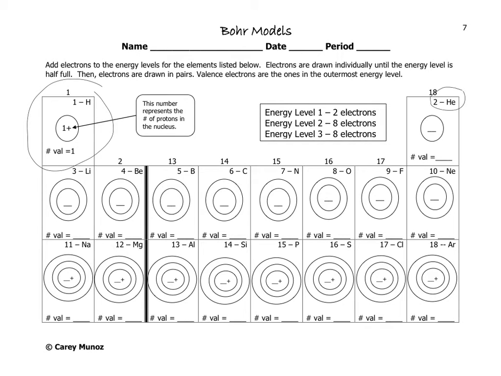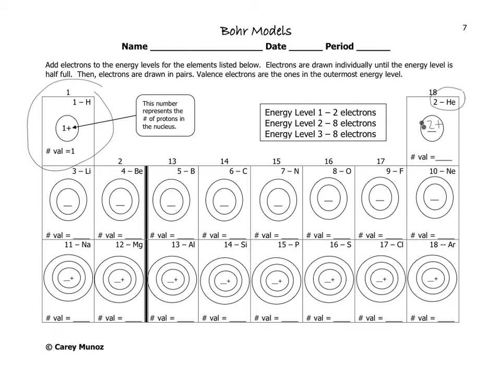So we've got helium here, and to help you out, it tells you how many protons there are. So we do a 2+, and we're going to do our 2 electrons. I'm going to do them over here because I have a little more room in that ring.